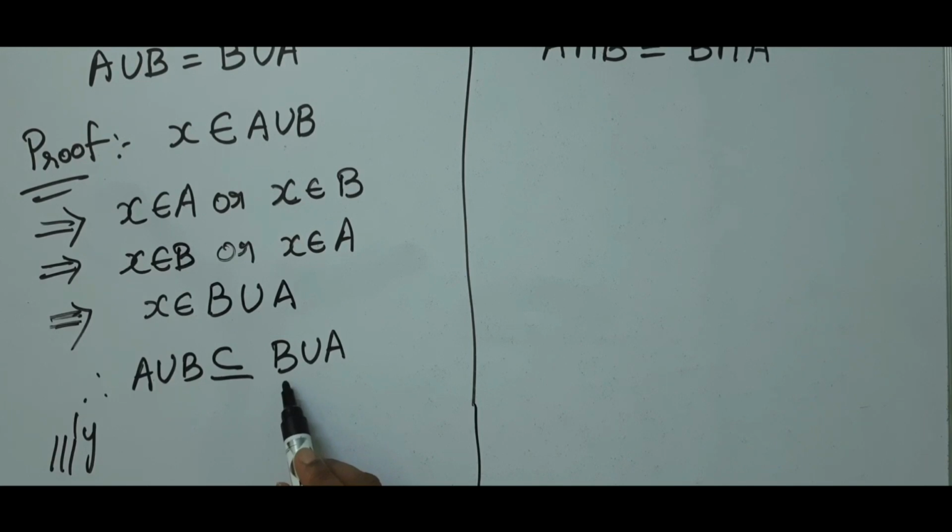Similarly, as the sets are the same, here A set is there and here A set is there. Here B is there, B is there. So there is no need to take any other element and prove that this is a subset of this. It is clearly understandable that the elements which are in this are in this. Similarly, the elements which are in B union A are in A union B, because the sets are not different.